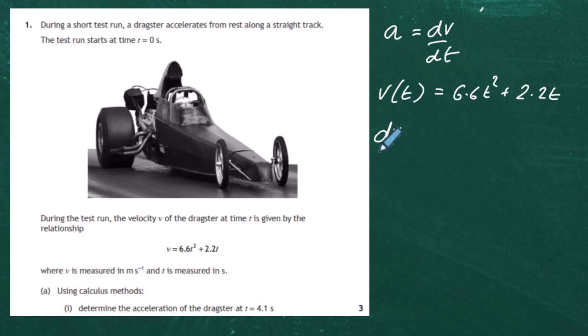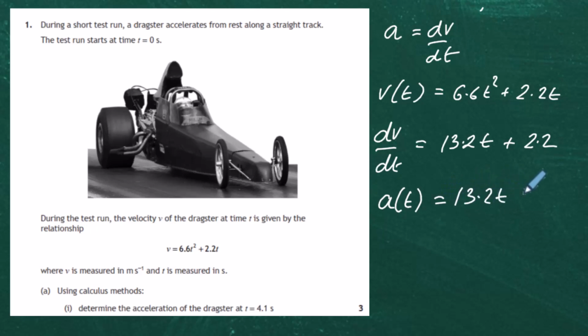So dv by dt is going to equal, if we find the derivative of 6.6 t squared, we end up with 13.2 t, plus 2.2 when you do the derivative of that function. So that's now got the value of the acceleration function. So the acceleration is going to be equal to 13.2 times t plus the 2.2.